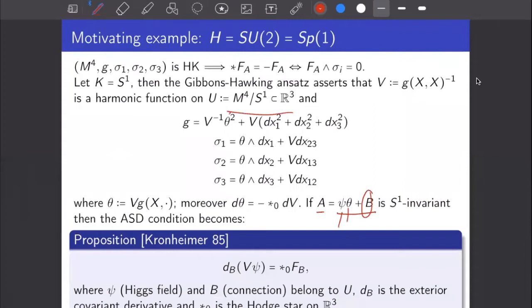In this case, the anti-self-dual connection condition becomes equivalent to the following system of PDEs. V is a harmonic function, psi the Higgs field, d_B is the exterior covariant derivative defined on R3, and the Hodge star with this notation denotes the Hodge star operator on R3 itself. And this is the curvature of the connection form on R3. This system of PDEs was studied by Kronheimer in his master's thesis, and this is usually called the Bogomolny equation.